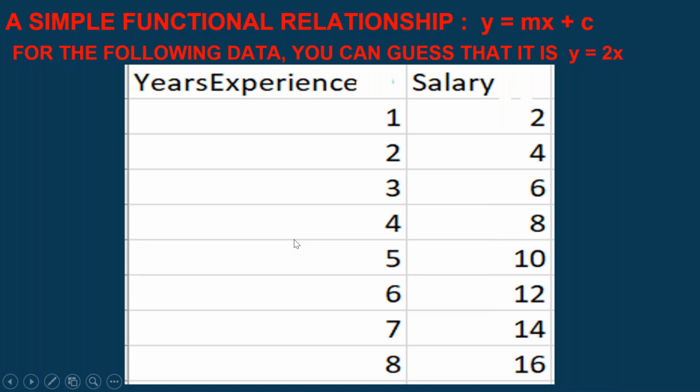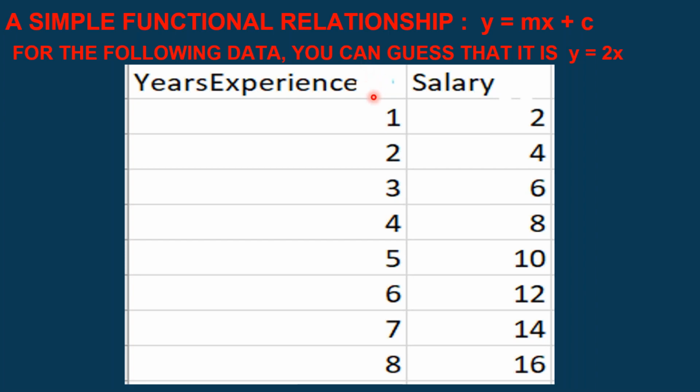In order to understand this concept, let us look at this data. The values 1 to 8 are listed over here and the values 2 to 16 are listed over here. Do you find any relationship between this first set of values and the second set of values? Yes. You take any value here, multiply it by 2, you get the corresponding value here.